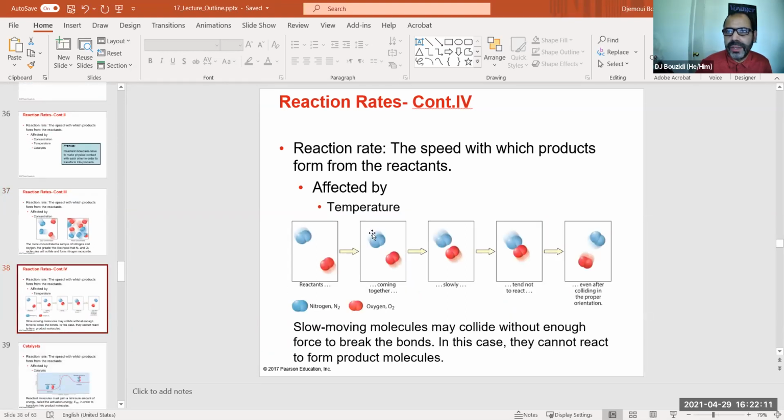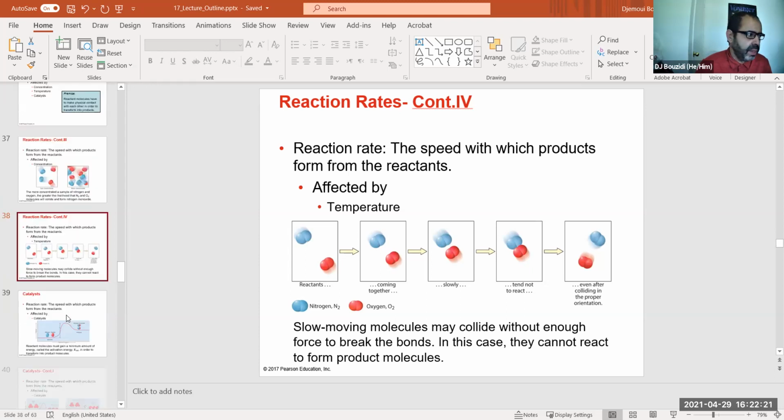Temperature also will increase the chances of reaction because then they will be moving faster. Although they may be of less concentration, there is more chance for them to react once they touch one another.